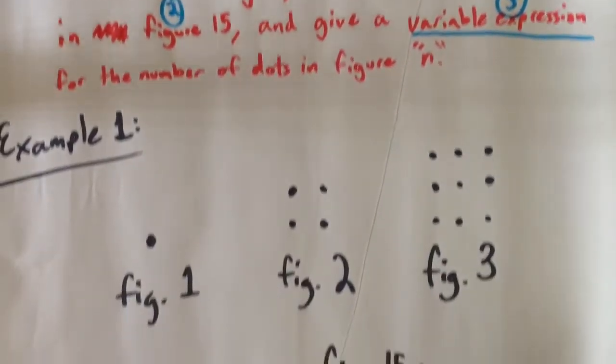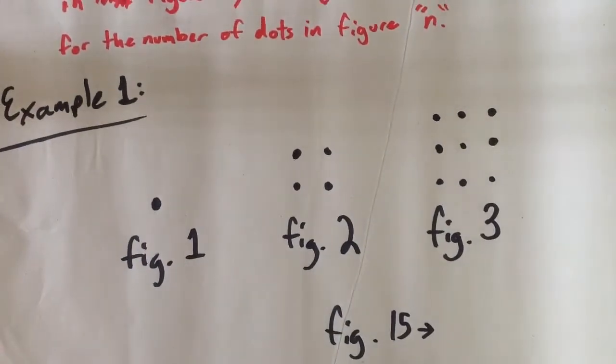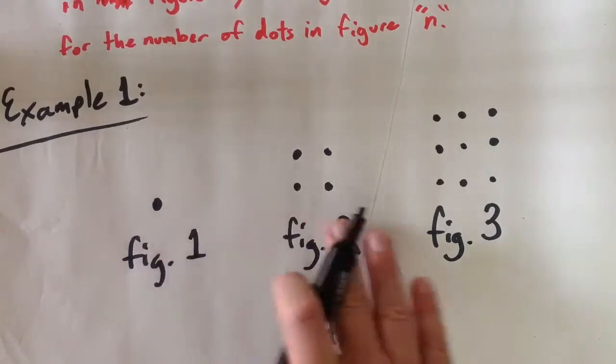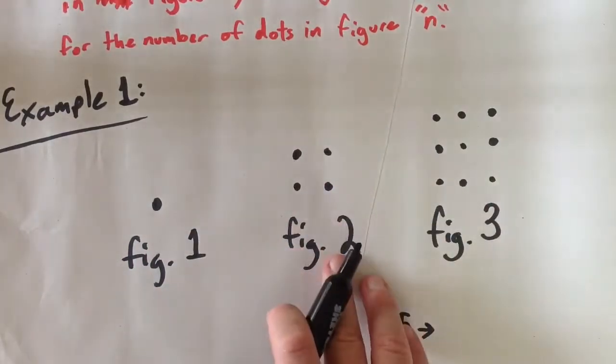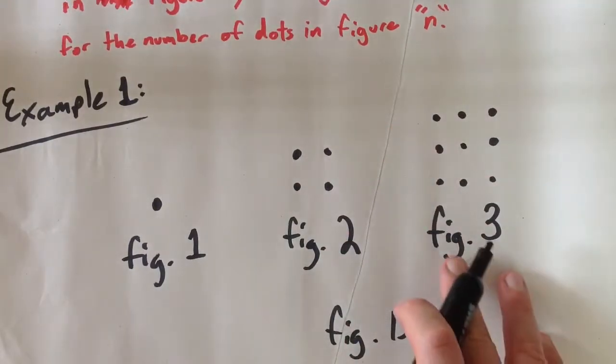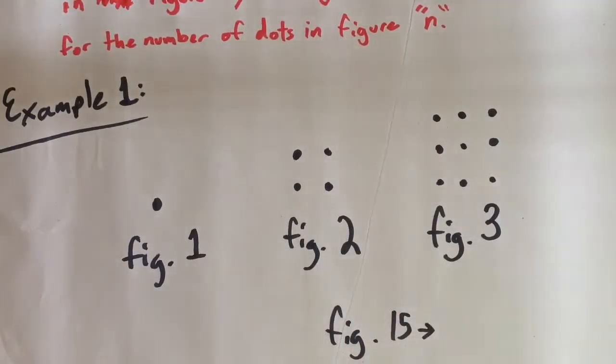Let's look at our pattern. Our pattern states that figure 1 will have 1 dot, figure 2 will have 4 dots, and figure 3 will have 9 dots in a square pattern. Let's begin to deduce what our pattern is.